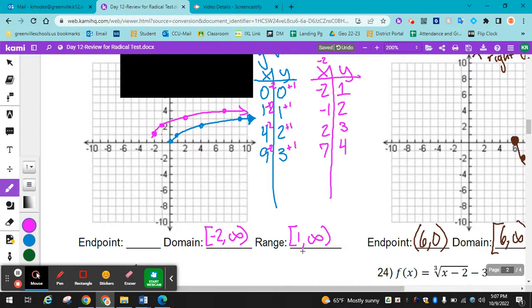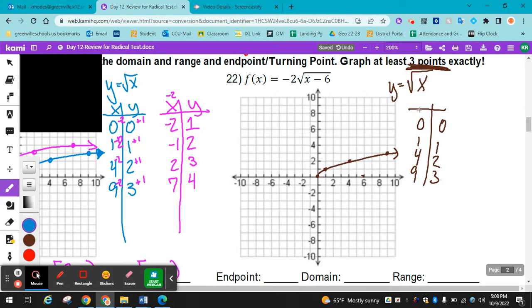Okay. And then again, your endpoint, it's usually 0, 0. It is where it starts. This is my endpoint right here. So this is my endpoint again. So endpoint is a point. So you'll always just use parentheses on this one. -2, 1. Okay. And then your endpoint will always be how it's moved left or right.